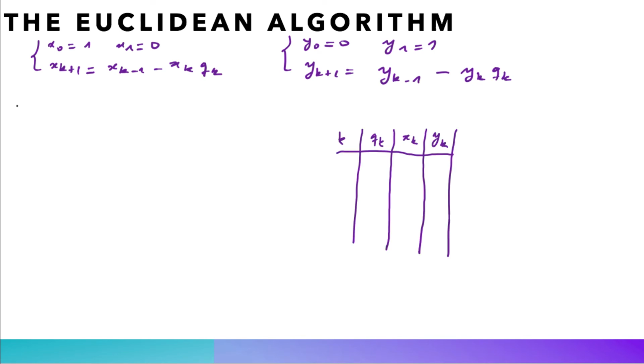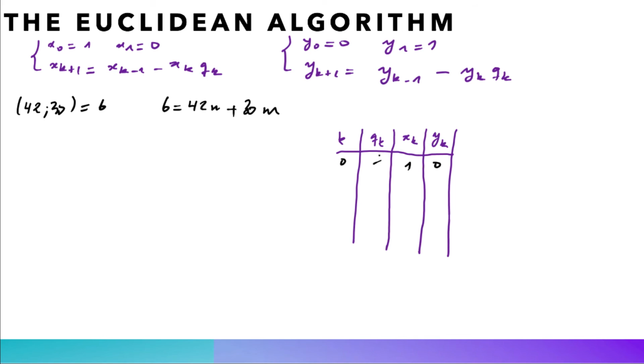Now we know from previous computations that the GCD of 42 and 30 is equal to 6, and we would like to run the extended Euclidean algorithm to find integers n and m such that 6 is equal to 42 times n plus 30 times m. Now we know that for k equals 0, q_k has no value, but x_k, which is x0, is equal to 1, and here y0 is equal to 0.